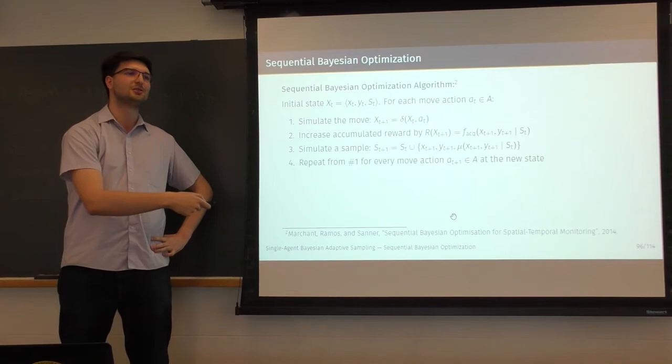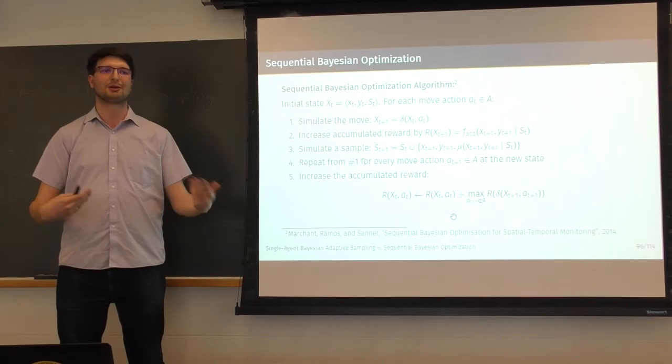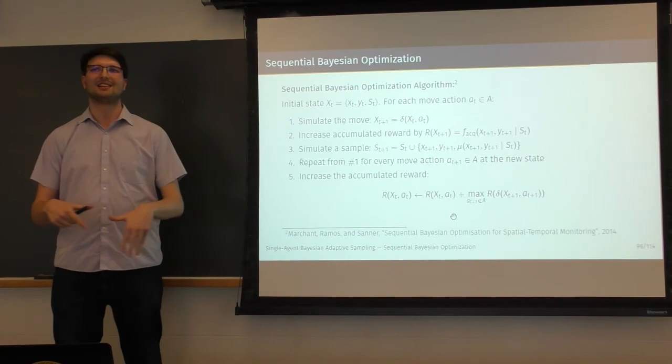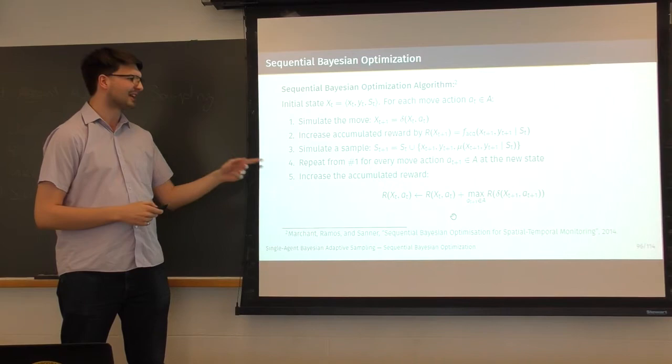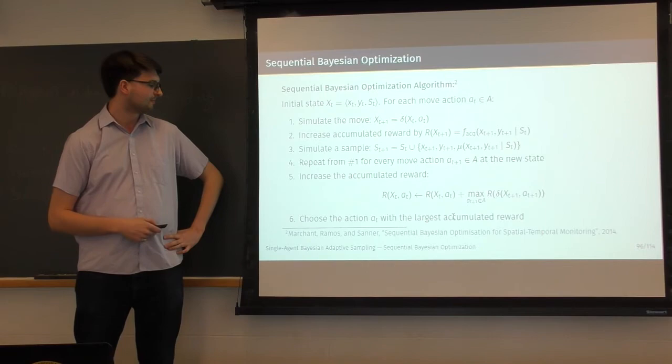And then we increase the accumulated reward at any given state by the best reward among our possible child predictions. So this is actually a recursive algorithm, which I'm not going to labor, but once we reach step four, we're essentially solving the optimal move for the subtree. And once we know the optimal reward for each subtree, we can propagate that up. The actual algorithm is presented in this Marchant paper, Sequential Bayesian Optimization for Spatiotemporal Monitoring. It's a very interesting algorithm with a lot of description around it. And last of all, we just choose the action with the largest accumulated reward.